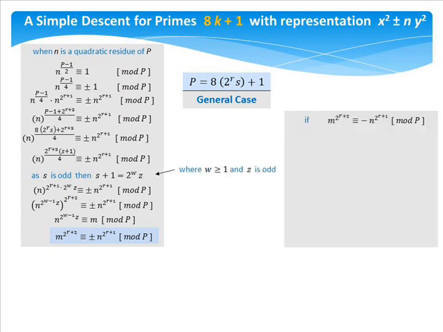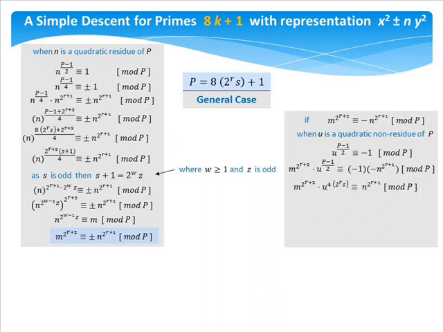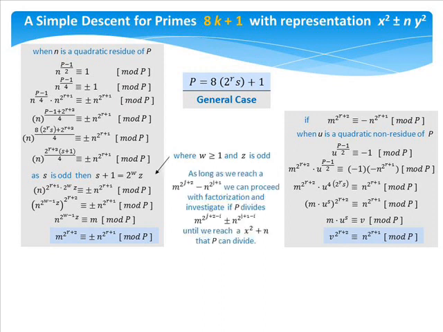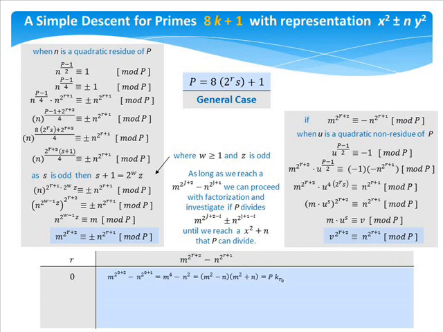When dealing with our sum of powers, it is necessary to find a quadratic non-residue of P. This allows for the combination of both congruencies to resolve a difference of powers, thereby enabling factoring. Notice that we'll end up arriving at the difference of a 2 raised to r plus 2 power and a 2 raised to r plus 1 power. As long as we reach that difference, we can proceed with factorization and check if P divides one of both brackets until we reach a square plus n that P can divide.